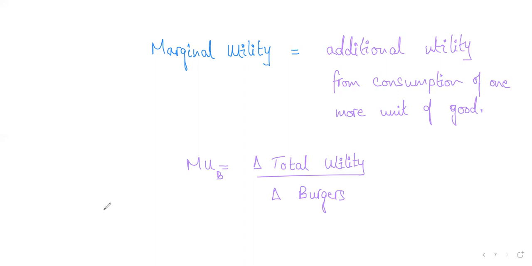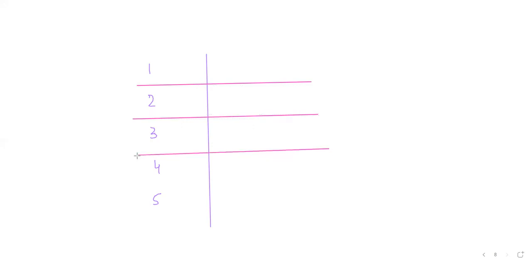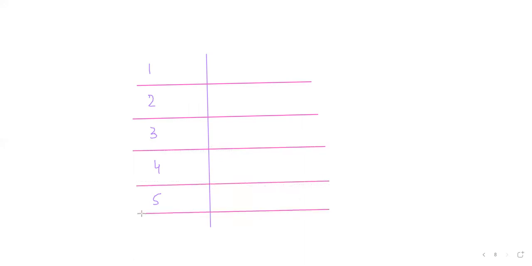Okay. Now, this being said, have a look at this. Just to give you a little bit of an overview of how this looks, we have units 1, 2, let's say we are listing the units of burgers that a consumer consumes. So first unit of burger, second unit of burger, third, fourth, fifth unit of burger, and so on and so forth. The list keeps going forward.